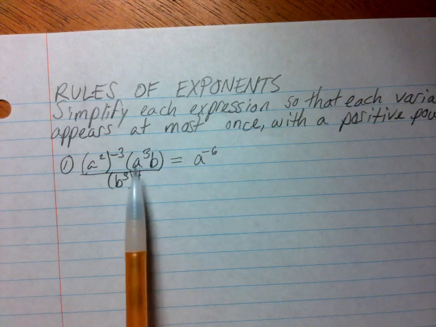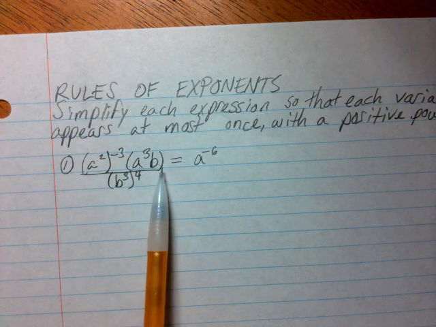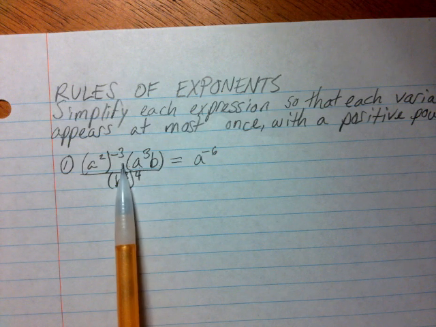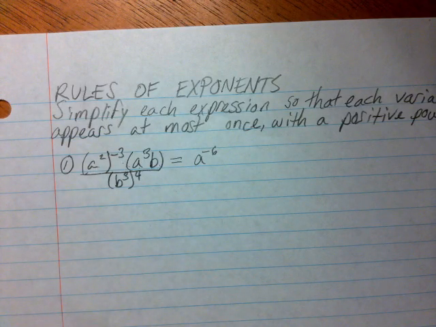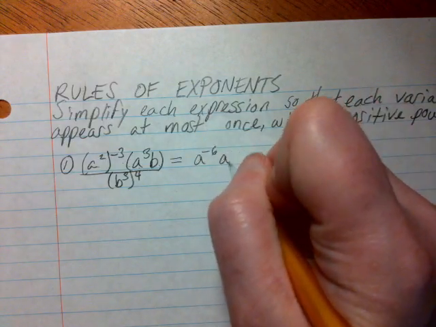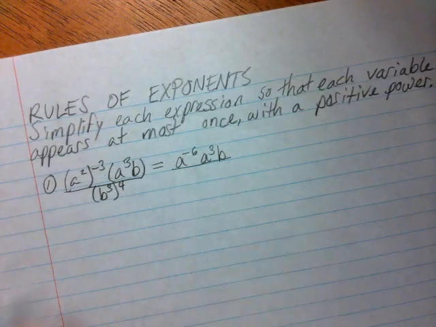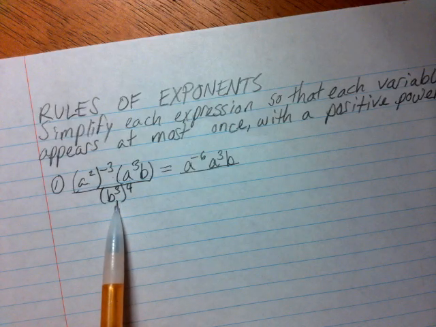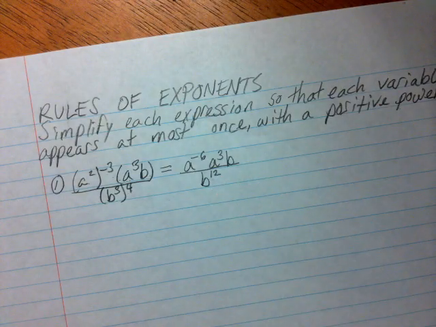Over here, I have a cubed and b. There didn't really need to be parentheses around this because it's just being multiplied by this a to the -6 over here. So I'm just going to drop the parentheses. This is called the associative property of multiplication. It doesn't matter which pair of factors you multiply together first. On the bottom, I'm going to apply the rule about raising a power to another power again. So this will be b to the 12.